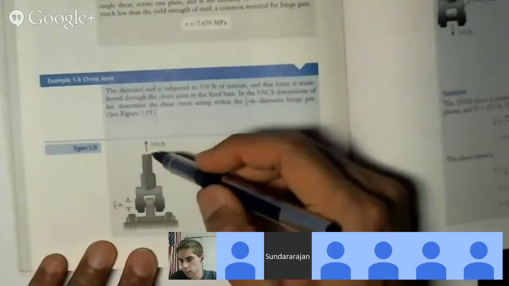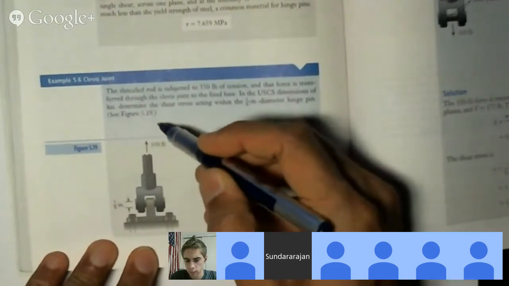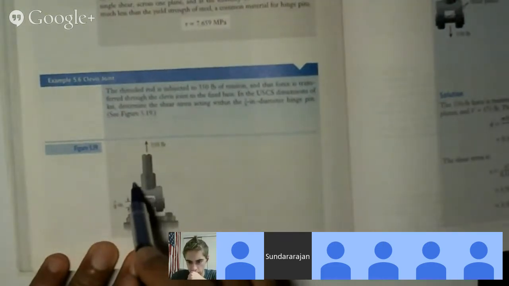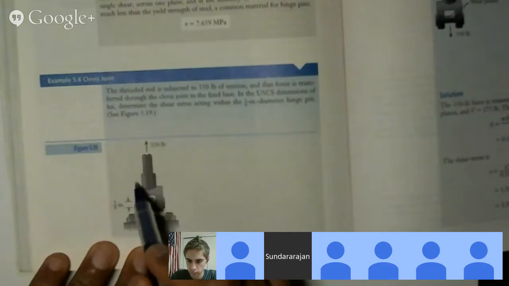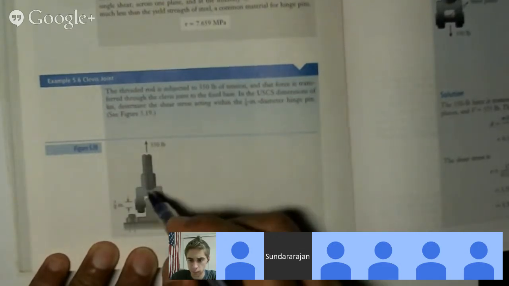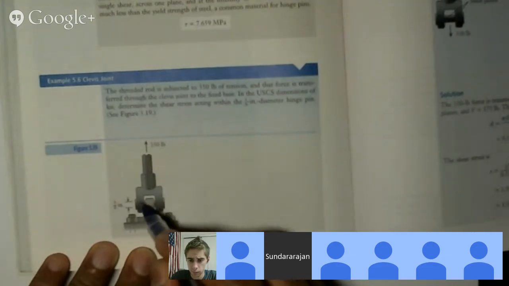So there is a force of 350 newtons, being 350 pounds, that's pulling on this bolt. What kind of force is going to be experienced by this part of the bolt or the rod? Tension. Good.